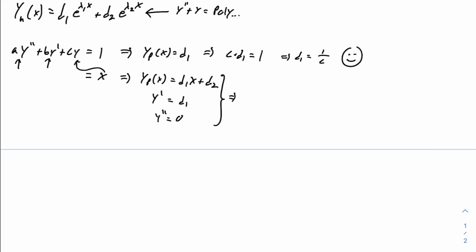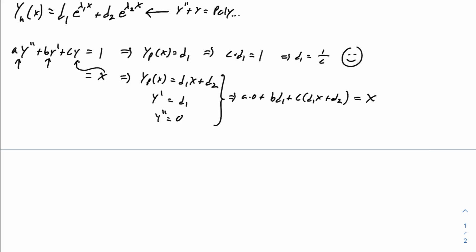Okay? So then using all three of these, we get a times 0, right, plus b times d1 plus c times d1 of x plus d2. And that must equal x in this case, right? Okay, so how do we solve for our two unknowns, which is d1 and d2?